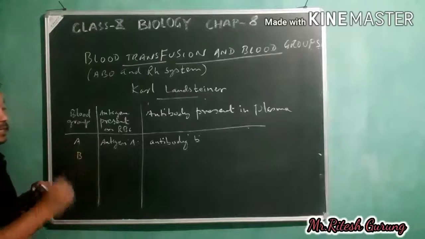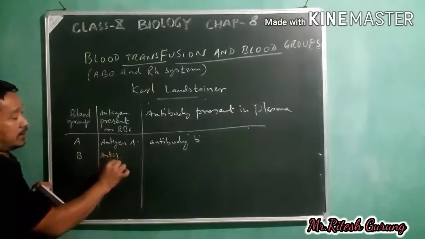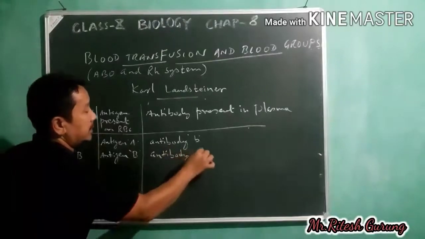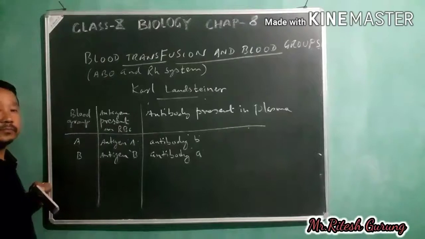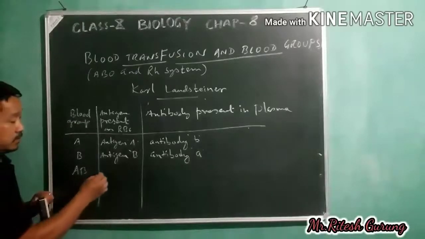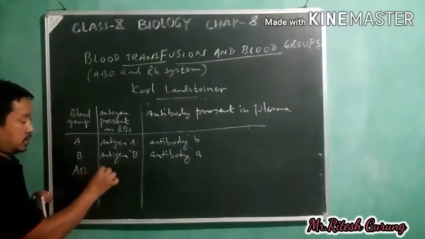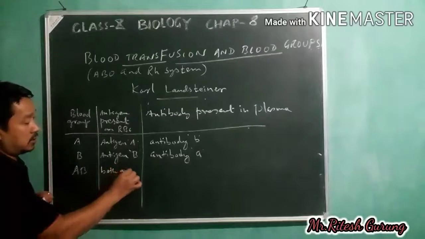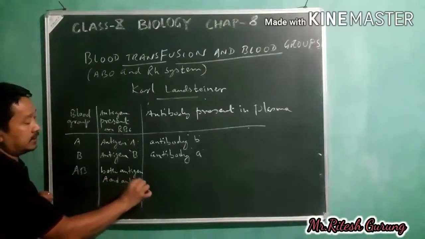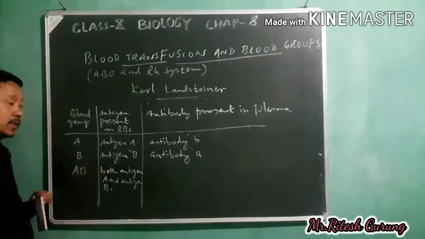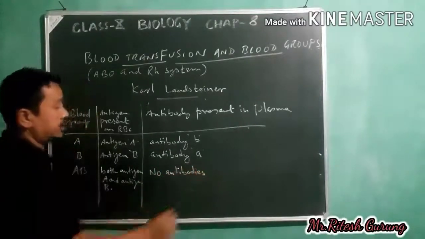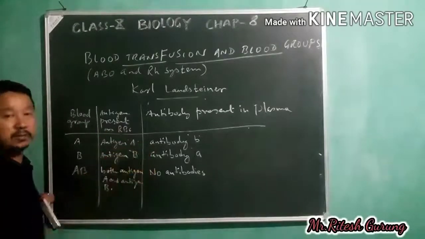Then blood group B. In blood group B you find antigen B and antibody A. Similarly, blood group AB will have both antigen A and antigen B, whereas there are no antibodies. There is neither antibody A nor antibody B.